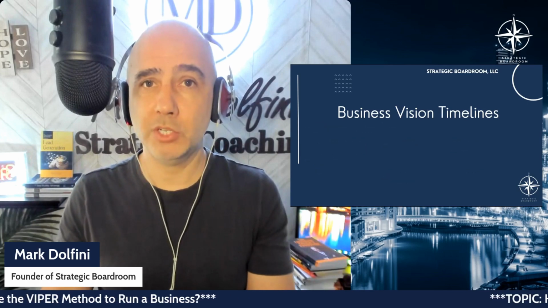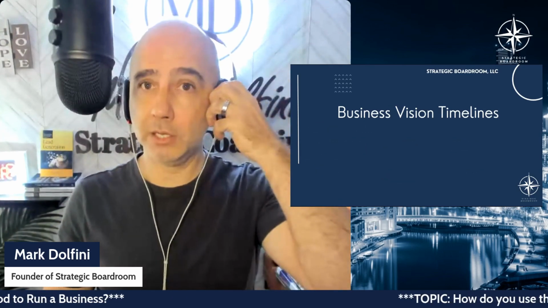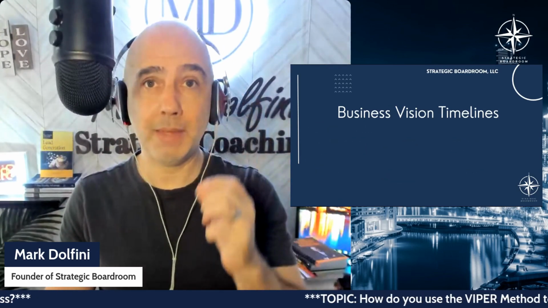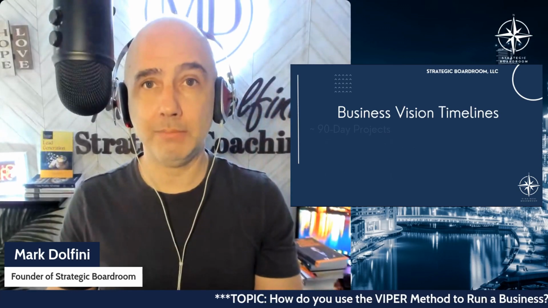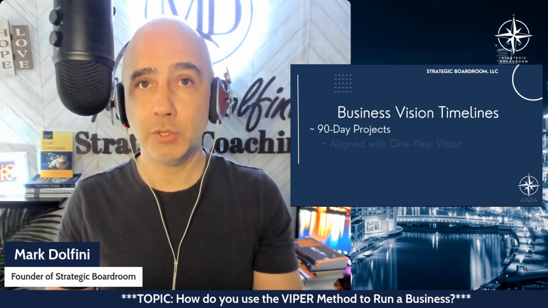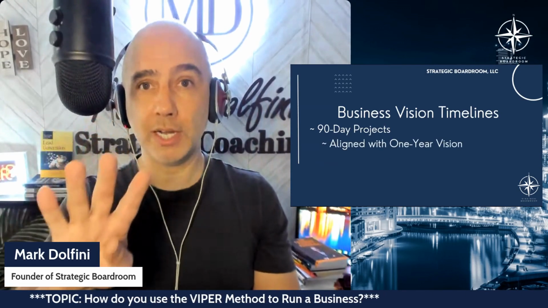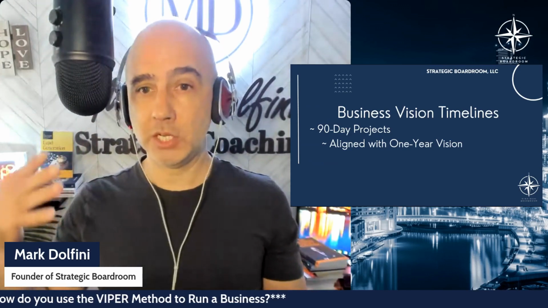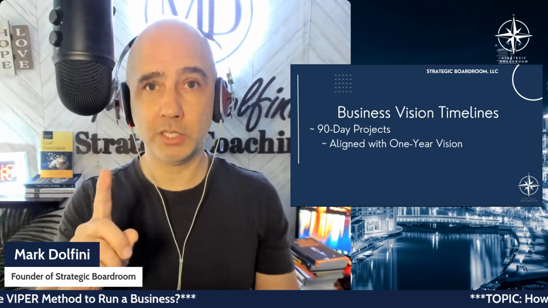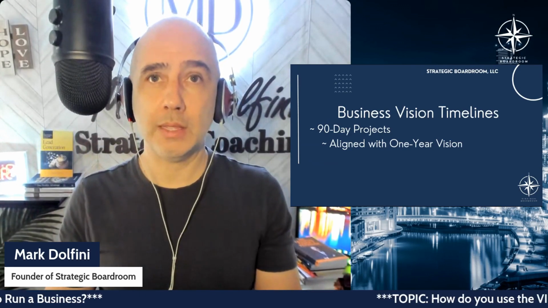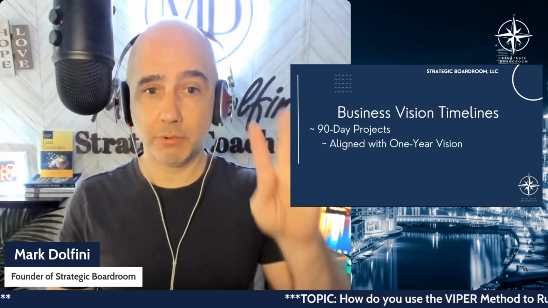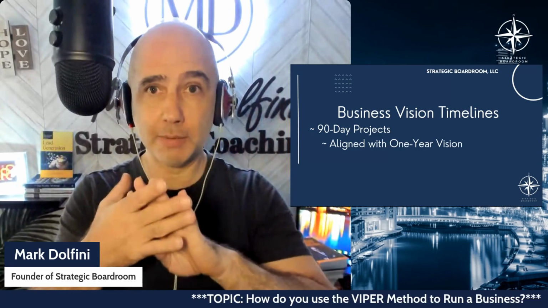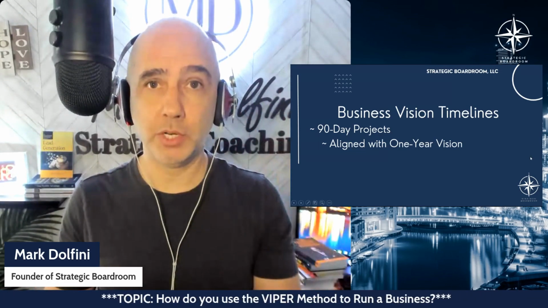When it comes to business vision timelines, again, I want these things to be in alignment. So from there, I'm going to back that 1-year business vision timeline into 90-day projects. There should be 4 90-day projects per year, and they should be in alignment with your 1-year business vision. Those 90-day projects are broken down into 4 per year, aligned with the 1-year business vision.